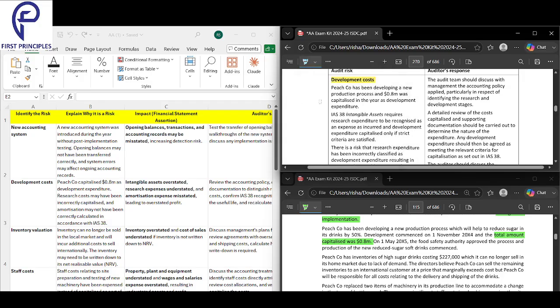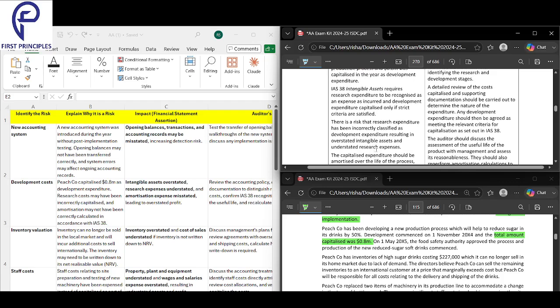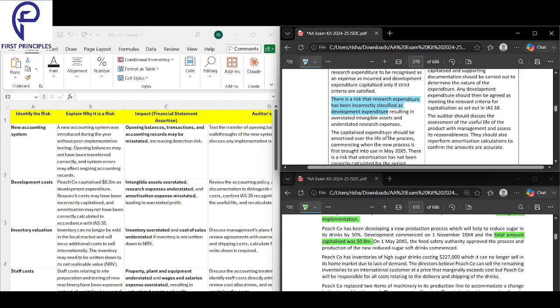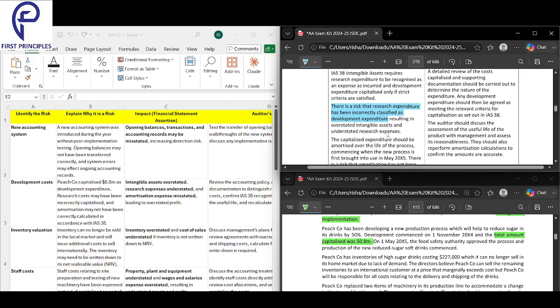Let's explain why it is a risk. It is a risk because some cost should not have been capitalized. Some costs may be research cost, which has been classified as expenditure. They should not have been capitalized.